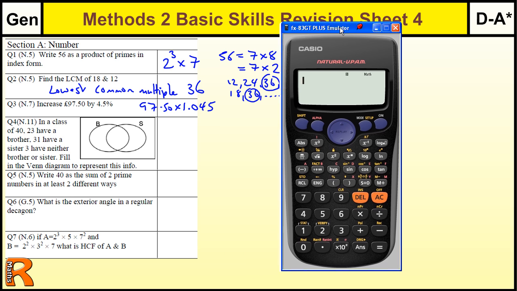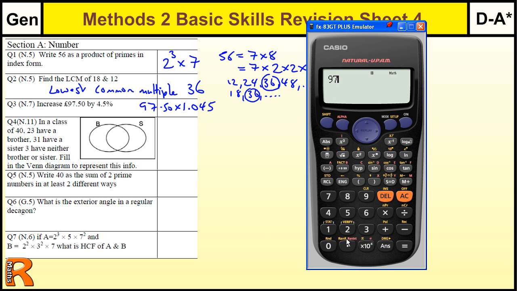So we get the calculator out. 97.5, don't need the 0, times by 1.045, and that gives us 101.89 to the nearest pence.